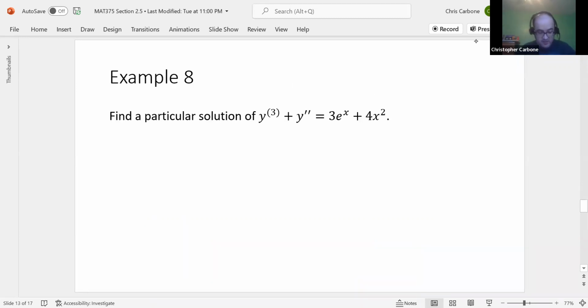So let's say, for example, I have example 8. We want to find a particular solution of the third derivative of y plus the second derivative of y is equal to 3e to the x plus 4x squared.